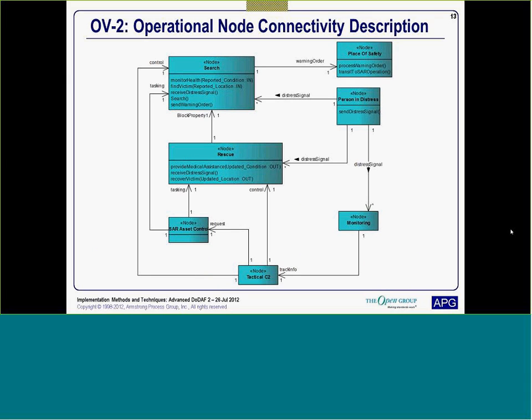So here too, in this case, a node is the MoDAF nomenclature. In DoDAF, these would be performers. Okay, so an OV2 depicts key players. In this example, it's a search operation, and the interactions for information exchange that are necessary between various nodes or performers.